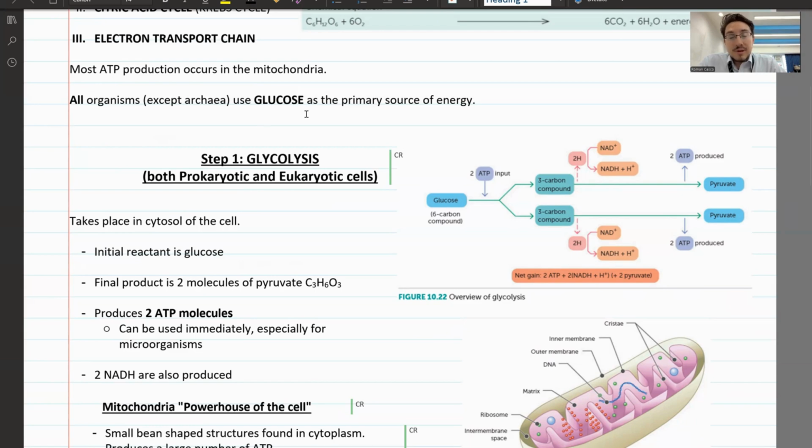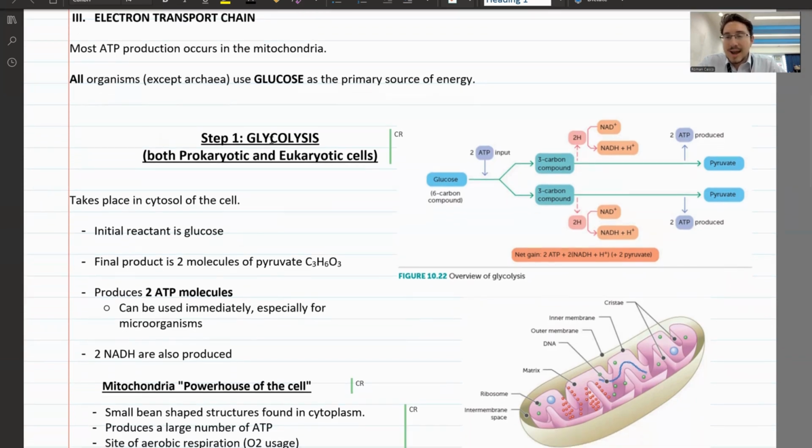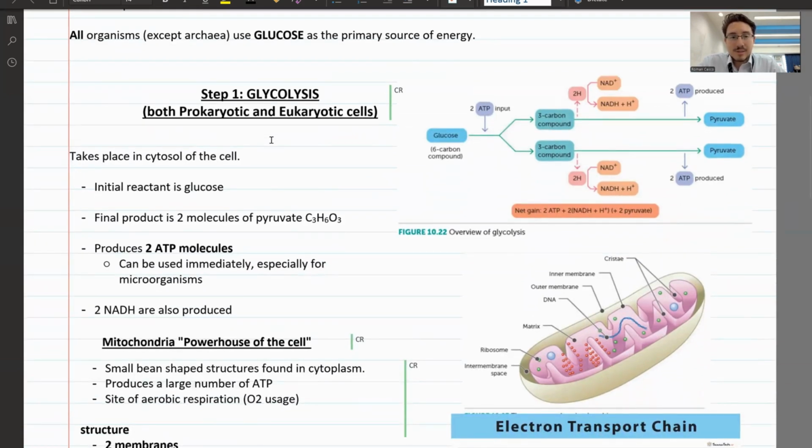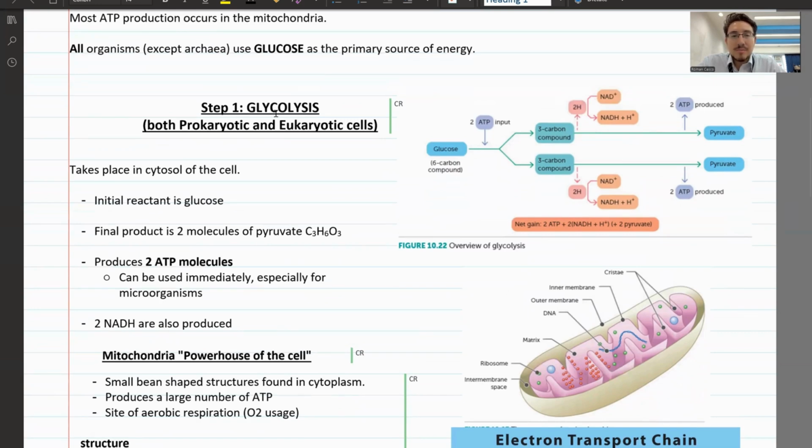Our go-to form of energy is glucose. Okay. So let's check out what happens. Let's see step one or stage one, whatever you want to call it, glycolysis. So glyco meaning sugar, lysis meaning breakdown.